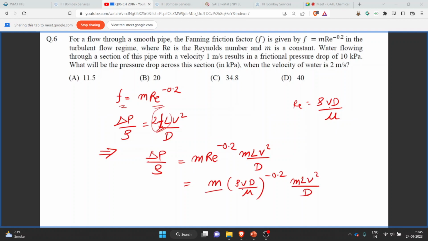So over here this M is a constant, rho, mu, L and D are constants, and the only variable over here is this velocity, this and this. So we can just define some other arbitrary constant k dash, and V is the variable, so it will be V raised to 2 minus 0.2.